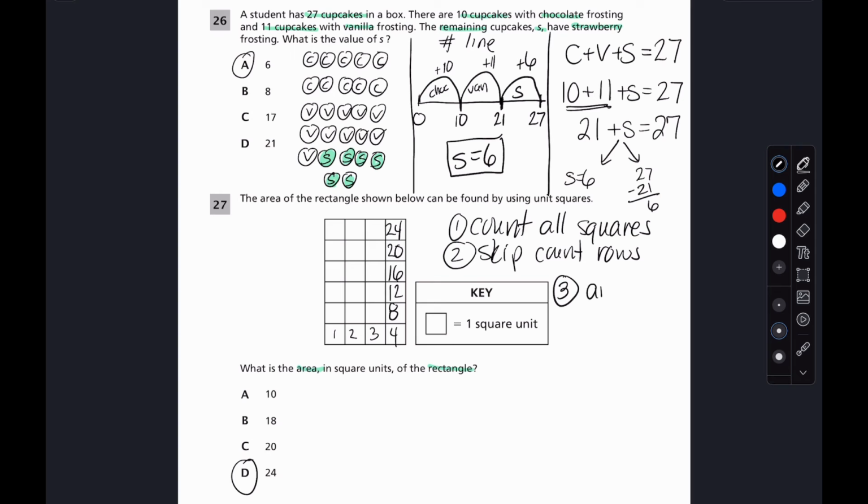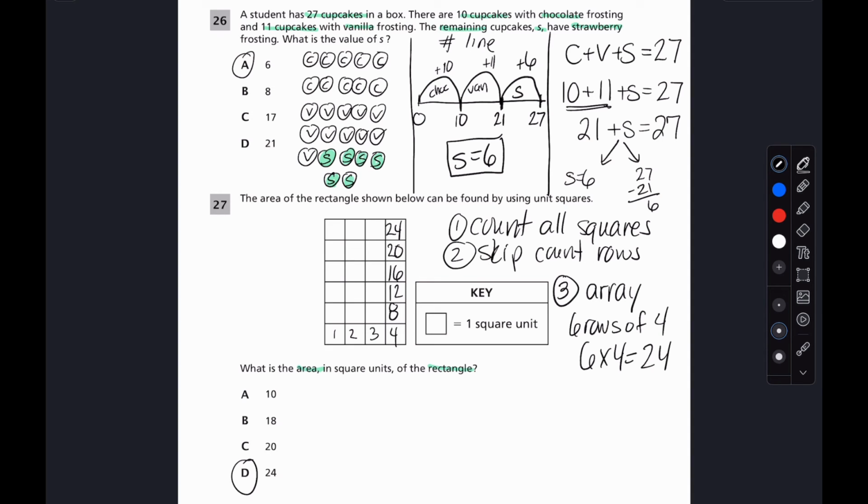Or 3, you can look at it as an array. And what I mean by that is, I see a rectangle that has 4, 5, 6. And you can see why I have 6 rows of 4. So 6 times 4 is 24. Either way will work. Doesn't matter which one you want to use. So again, use the one that makes the most sense to you.